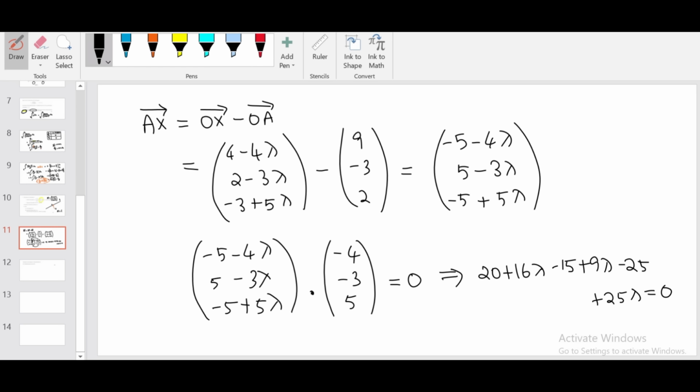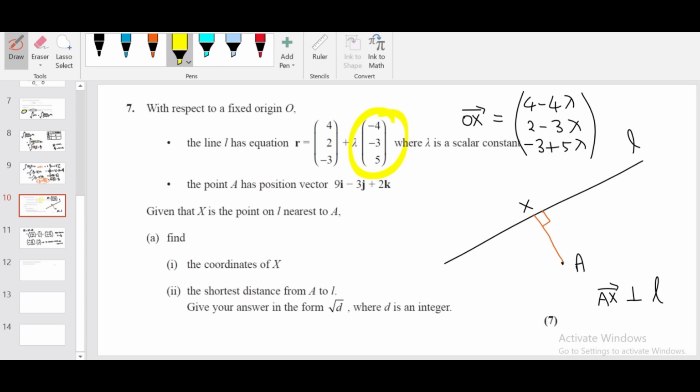So when you simplify this, you'll get 25 plus 25, 50 lambda. And then this is 40. 20 minus 40 is minus 20, which is equal to 0. Lambda is equal to 20 over 50, which is 2 over 5. Now using this value of lambda, you can find the coordinates of X. You just need to sub in here.